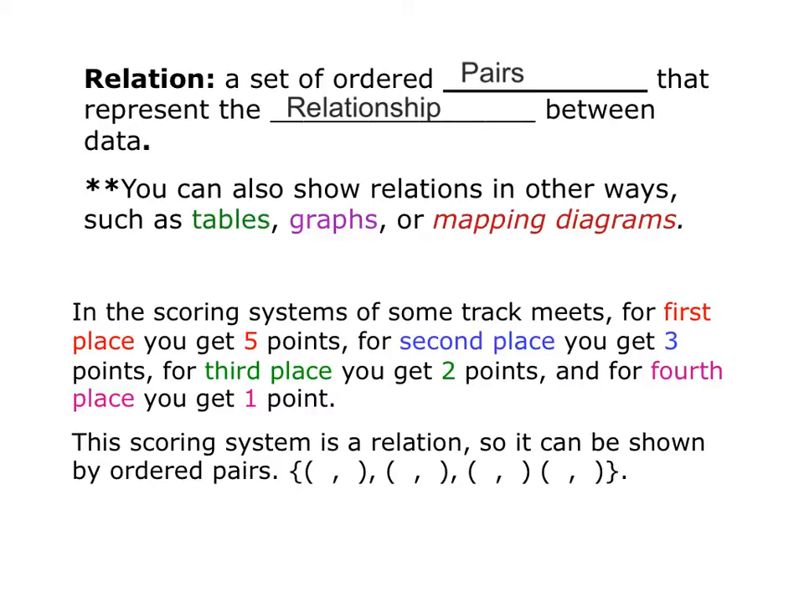In a scoring system with some track meets, for first place you get 5 points, for second place you get 3, for third place you get 2 points, and for fourth place you get 1 point. This scoring system is a relation, so it can be shown by its ordered pairs. And we can go ahead and write those. So for first place you got 5 points, second place you got, except it wasn't 4 points, second place you got 3 points, third place you get 2 points, and for fourth place you get 1 point.